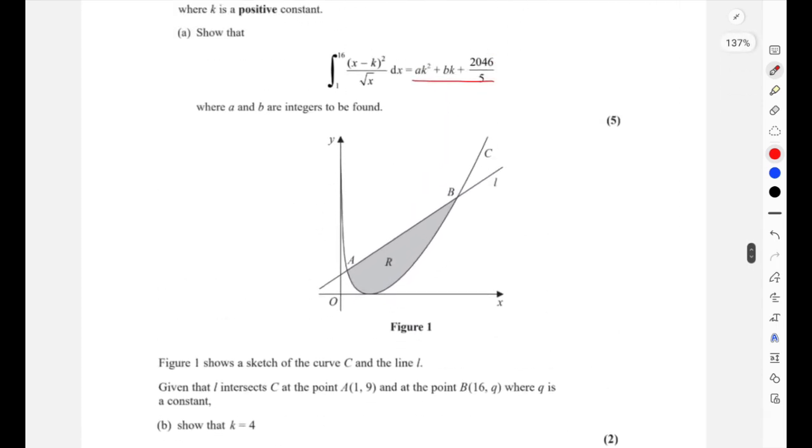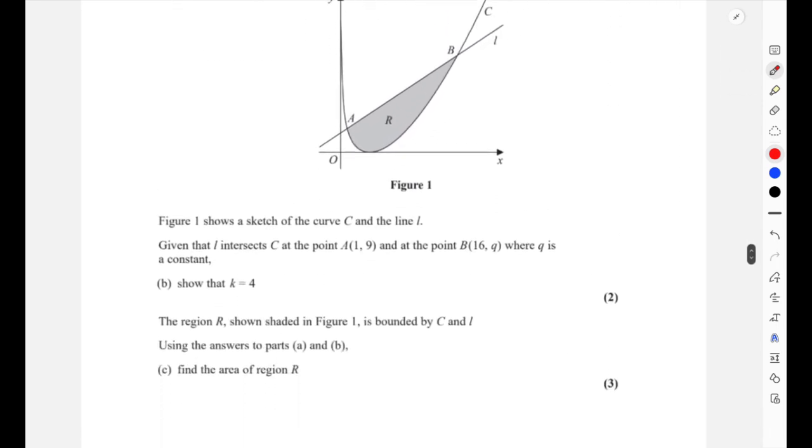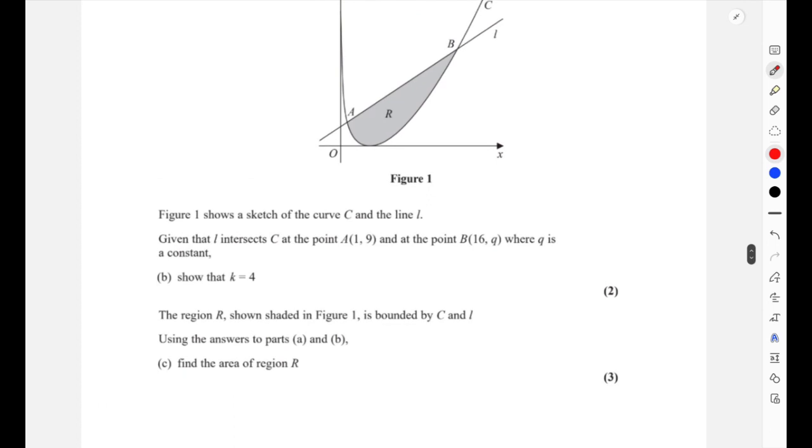For part B, it says that there's a graph shown and it says that figure 1 shows a sketch of the curve C and the line L. The line L intersects C at points A and B. They have given you the coordinates for A and B, 16 and Q, where Q is a constant again. We need to show that the value for k is 4.